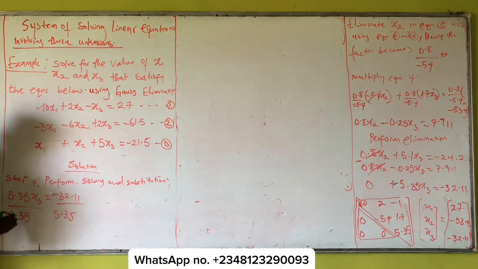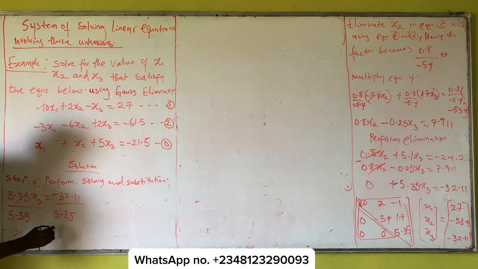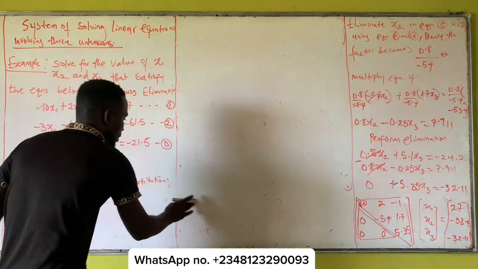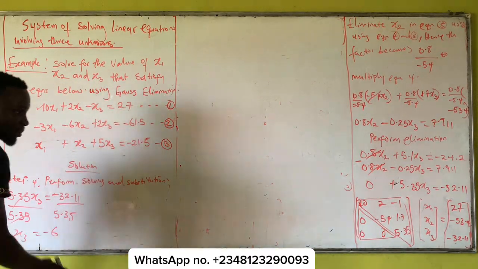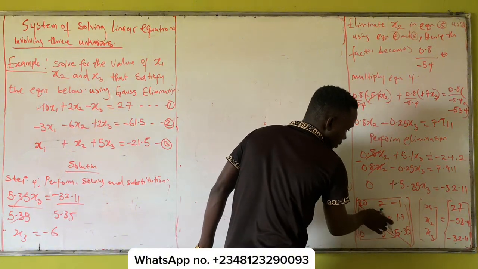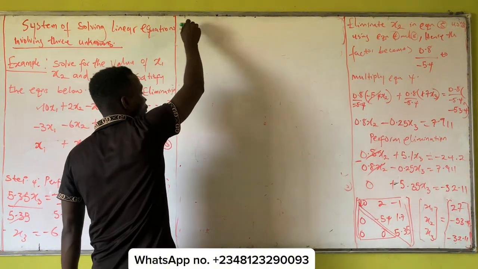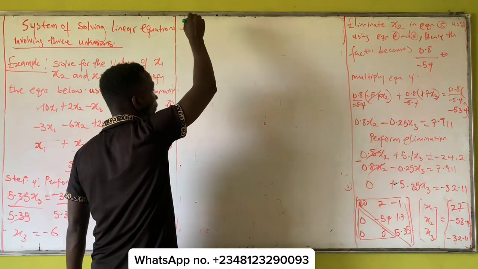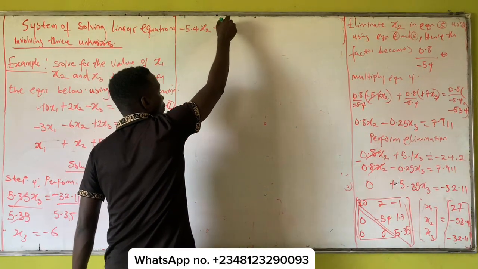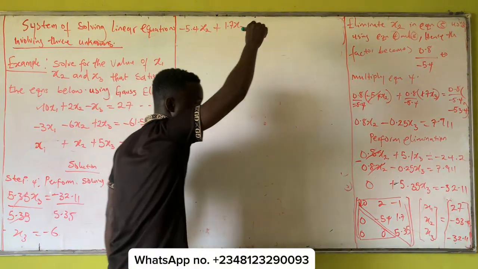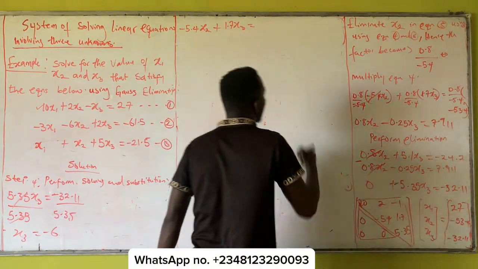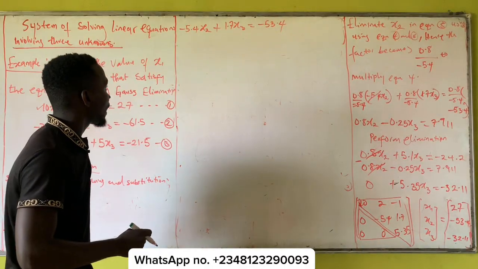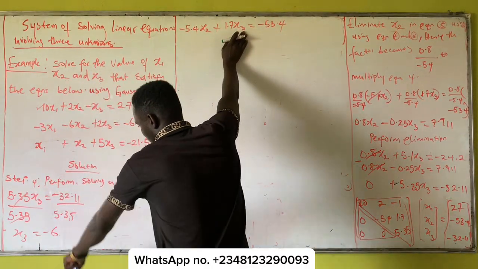This cancels this. From here now, our x3 will be equal to minus 6. Punch your calculator, this divided by this will give you this. Now, since we have our x3 as minus 6, remember from our second row, from equation 4, I simply say that minus 5.4 x2 plus 1.7 x3 is equal to minus 53.4, right? So we already have the value of x3 as minus 6.